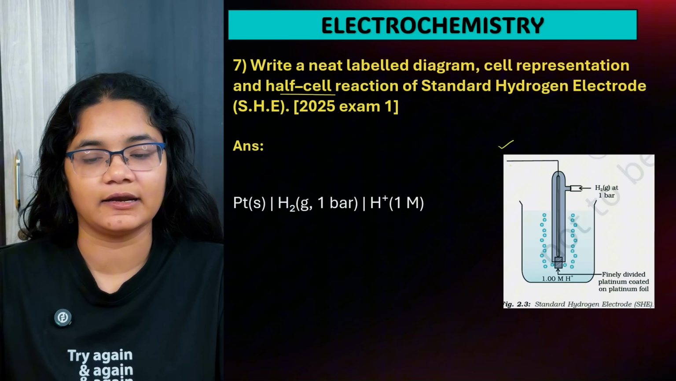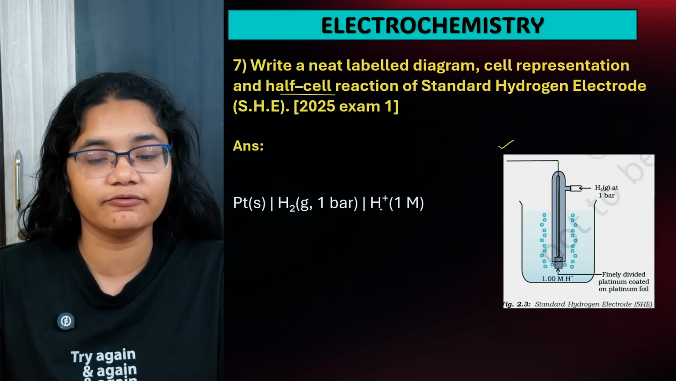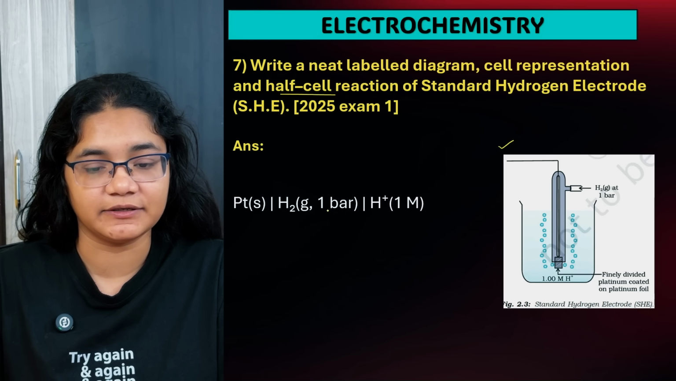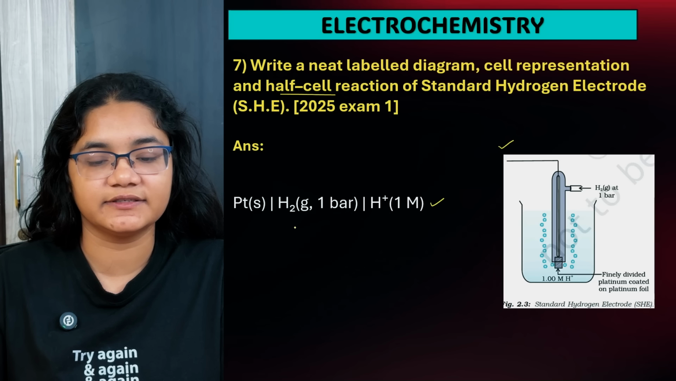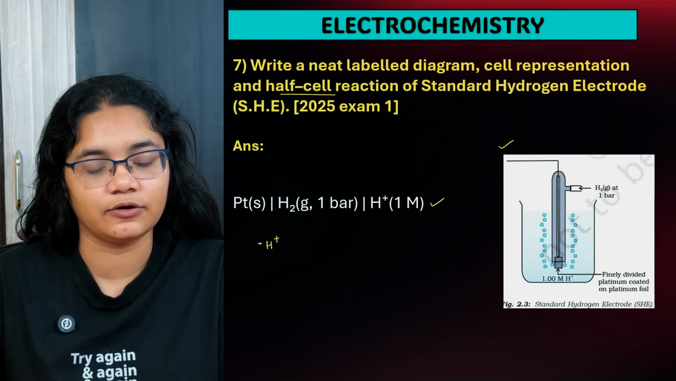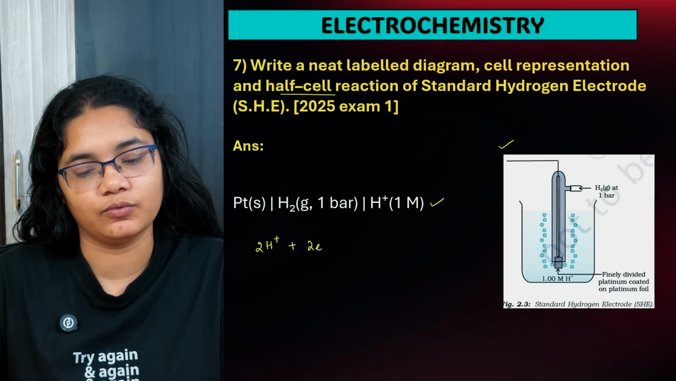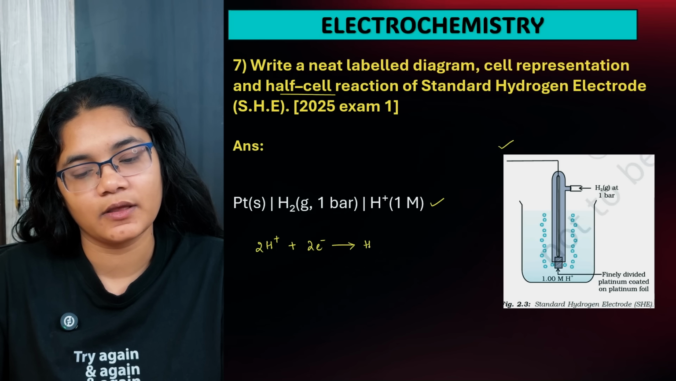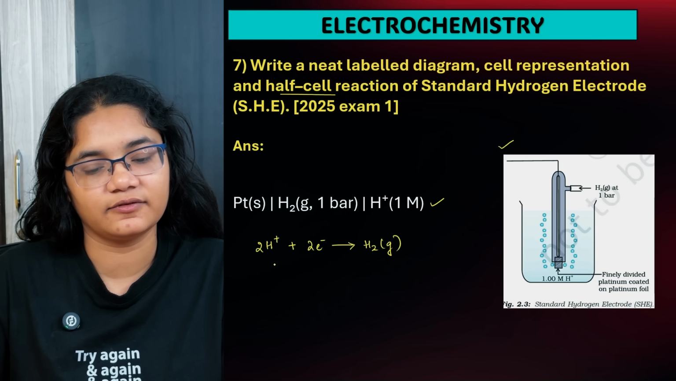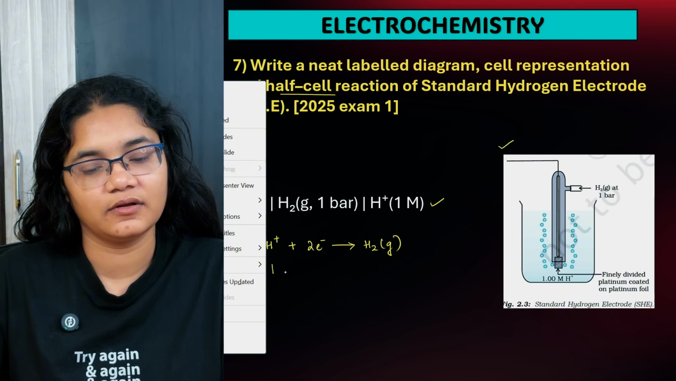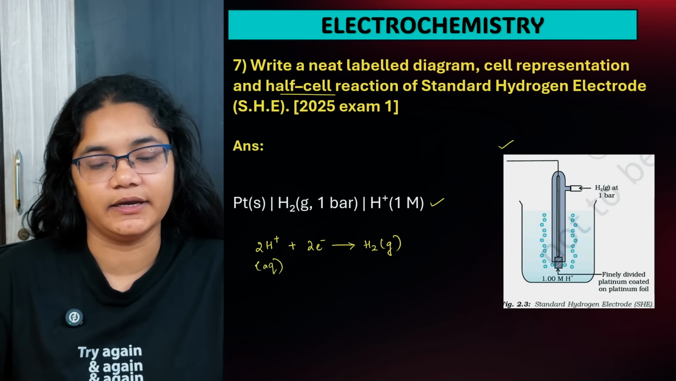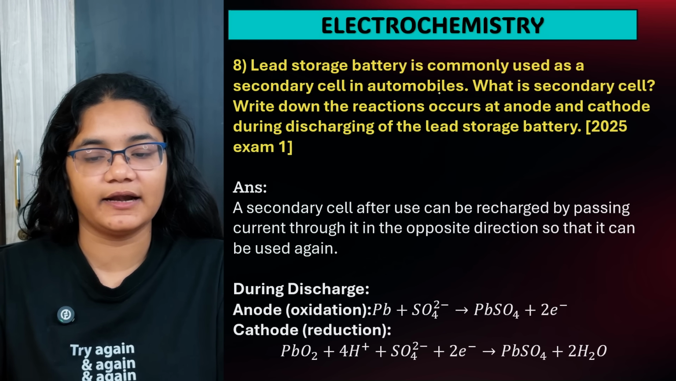So first of all, this diagram you have to draw. Then you have to write the cell representation, which is this one. Then the half cell reaction. So the half cell reaction is 2H+ plus 2 electrons gives hydrogen gas, and this is in aqueous medium.